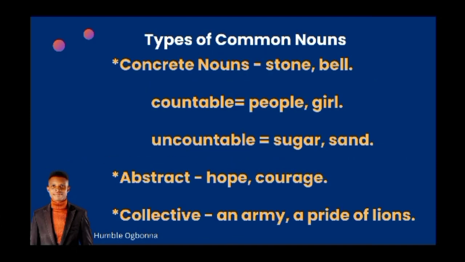There are different types of common nouns. We have concrete nouns. Concrete nouns are nouns that have physical appeal, the ones you can touch, nouns you can feel. Examples, stone, bell. You can touch them, you can feel them. Concrete nouns on their own are also grouped into two. We have countable nouns. These are nouns that you can count, like people, like girl, like table, like chair. Or uncountable nouns, like sugar, like sand.